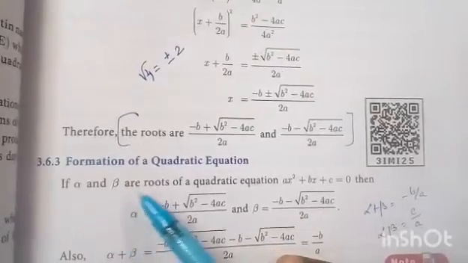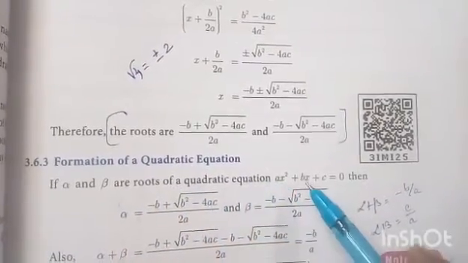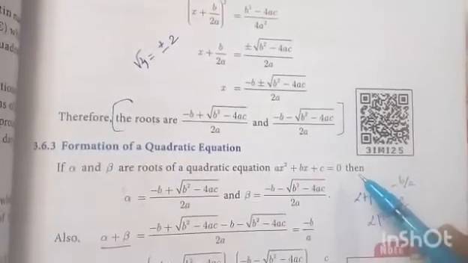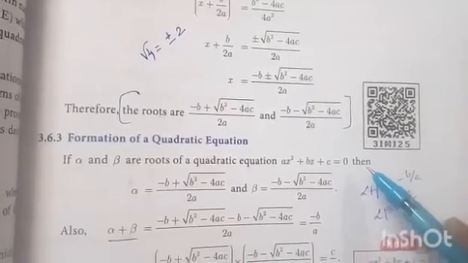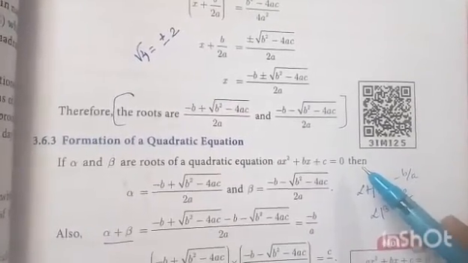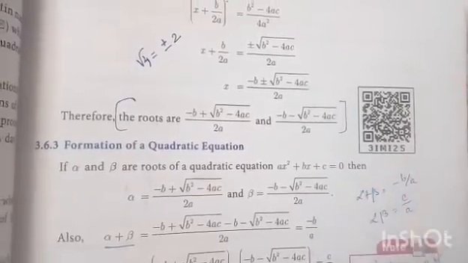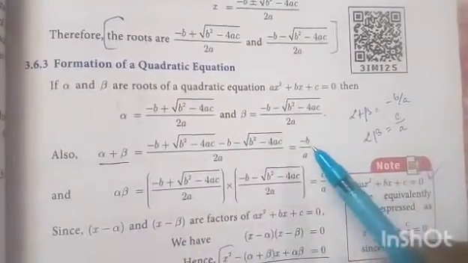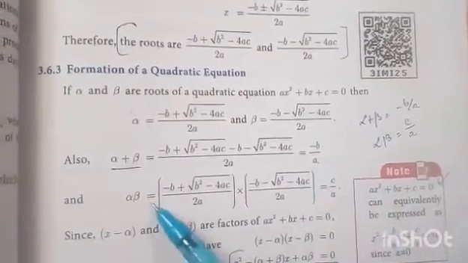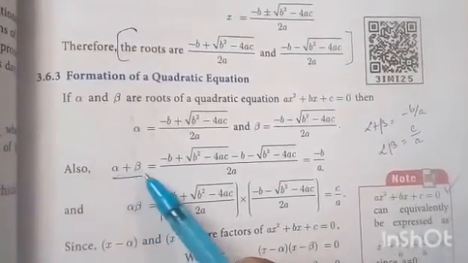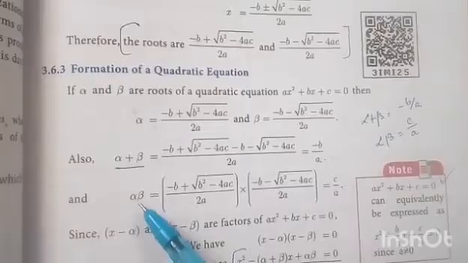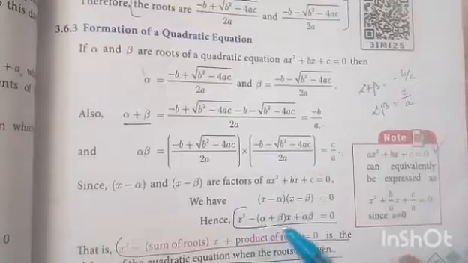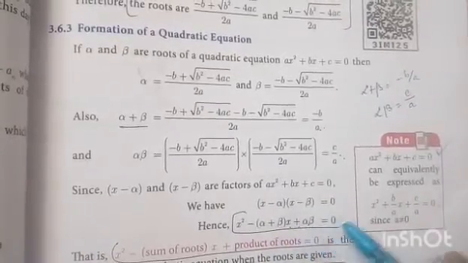If alpha and beta are the roots of the quadratic equation ax square plus bx plus c equal to 0, how do we frame a quadratic equation? Suppose alpha and beta are given, how do you frame a quadratic equation? Alpha plus beta, the sum of the two roots, is minus b by a. This is a formula. The product of the two roots, alpha beta, is c by a. So the equation is x square minus (alpha plus beta) into x plus alpha beta equal to 0.